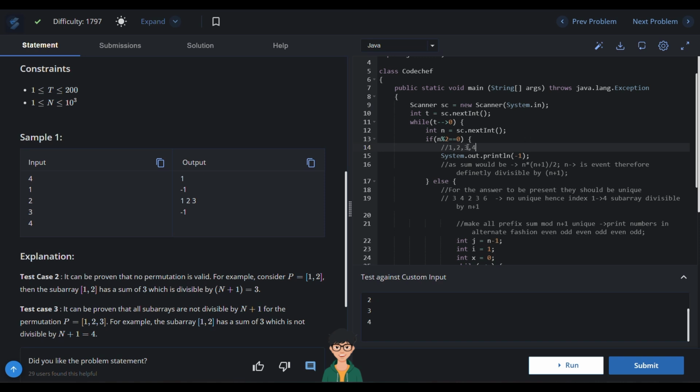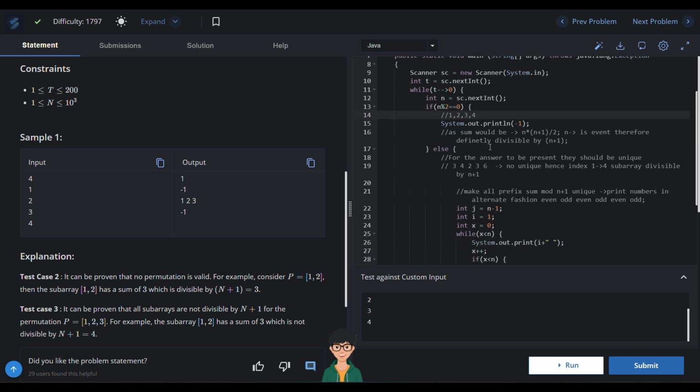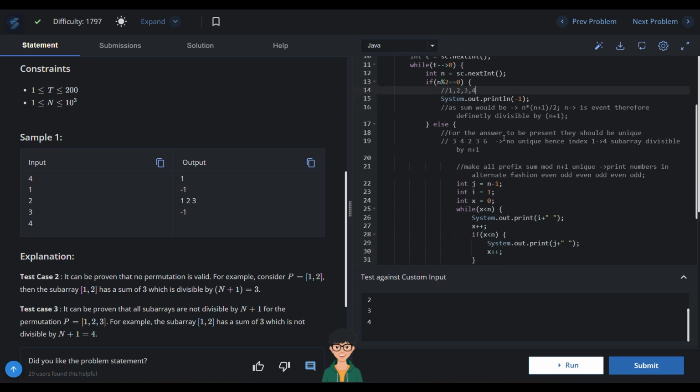Now you will sum it, what it is. 4 plus 3 is 7, 7 plus 2 is 9, 9 plus 1 is 10. Okay, now 10 is divisible by 5, and 5 is n plus 1. So it is not possible for that case. Now, in the else case, which is odd.